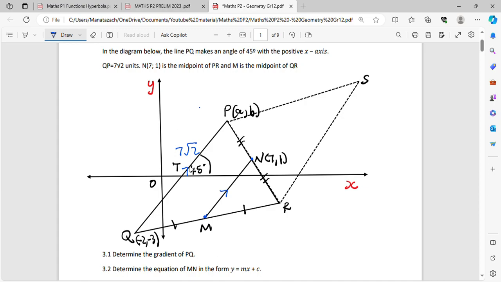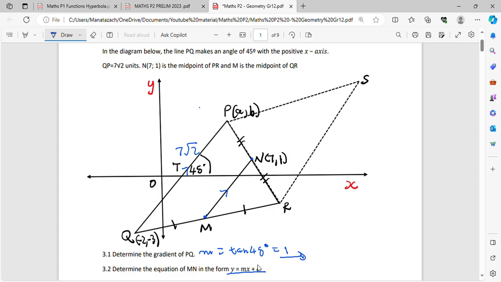Okay, now let us answer the first question. Determine the gradient for PQ. Since we've been given that the line PQ is at 45 degrees, the gradient is equal to tan 45 degrees, which will give us 1. So that's the gradient. And then 3.2, determine the equation of MN in the form y = mx + c.